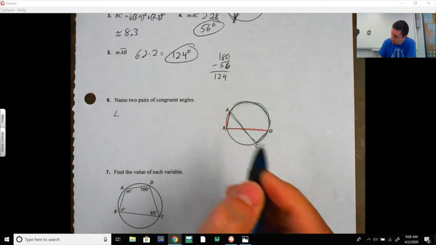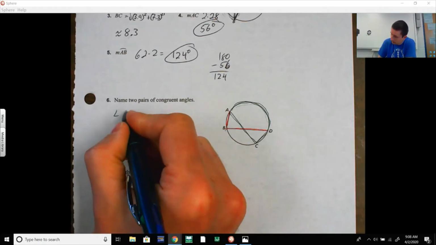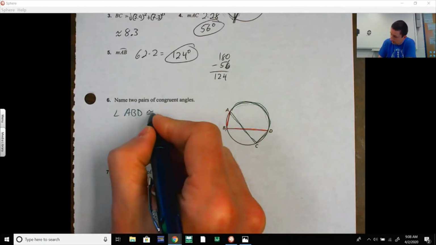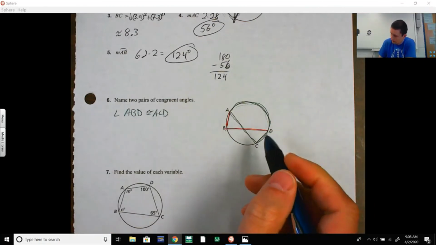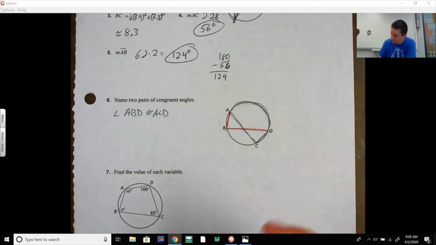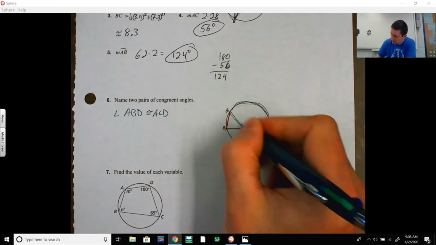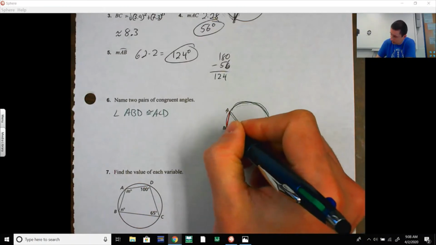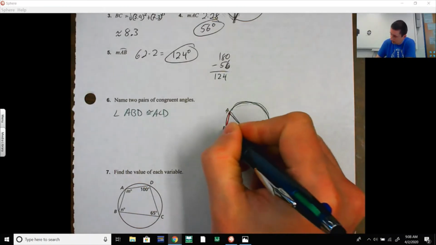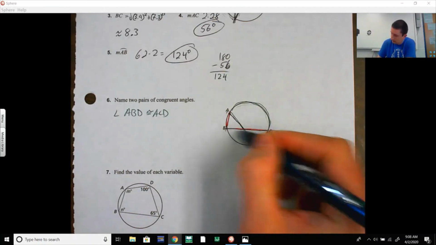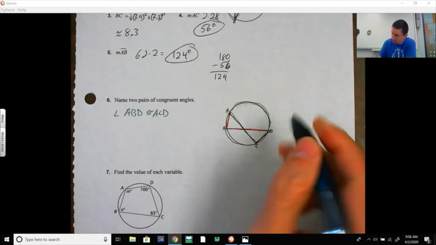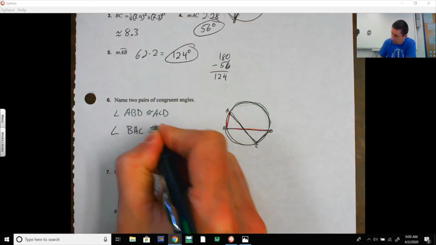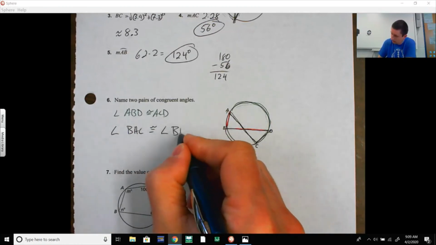We know angle ABD has to be congruent to angle ACD. The other one would be on the flip side. BAC has to equal angle BDC. BAC, same as BDC, they both intercept the arc BC. So arc BAC is congruent to arc BDC.